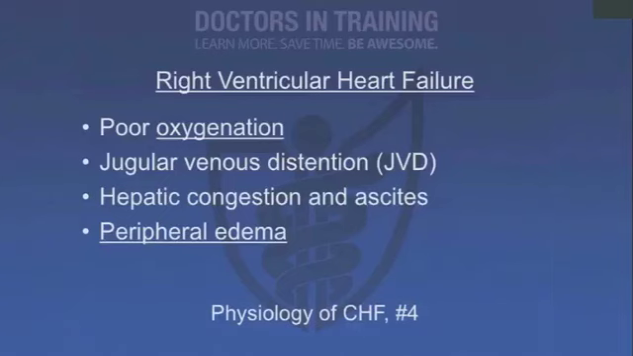Then we'll talk about right ventricular failure, which is similar but a little different. Again, if your right ventricle is not able to pump blood into the pulmonary artery, you're going to get poor oxygenation. The blood will back up into the right atrium and then back up into the jugular veins, so you'll get distension of the jugular veins. You'll get hepatic congestion and ascites, and very often you'll get peripheral edema. So some of the symptoms that you may commonly think of as being heart failure symptoms, such as shortness of breath and pulmonary edema, are due to left ventricular failure, and some of the other symptoms, such as peripheral edema, are due to right ventricular failure. So it's important to understand the difference between the two.